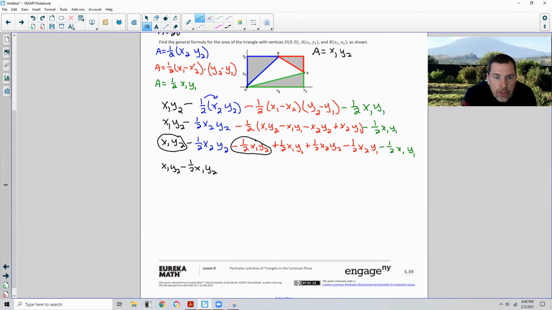So now I'm going to switch colors, and this time I'll use blue. X sub 2, y sub 2. Do you see that anywhere? Here's an x sub 2, y sub 2. Here's an x sub 2, y sub 2. But notice their signs. This one is negative. This one is positive. They will cancel. Okay?